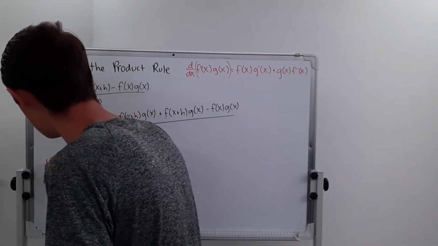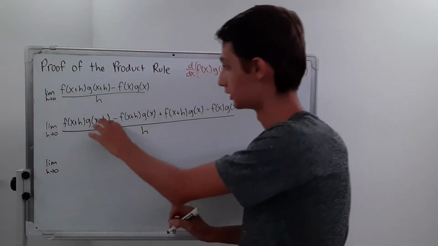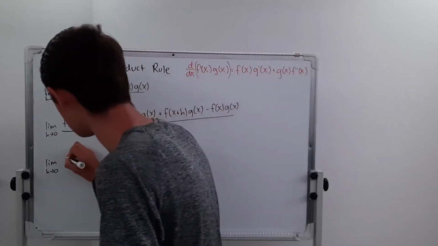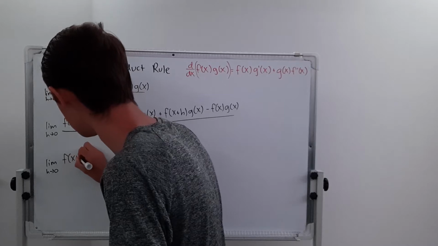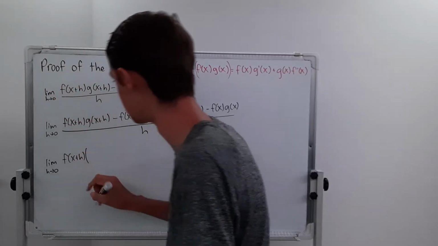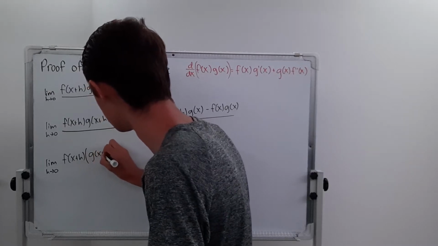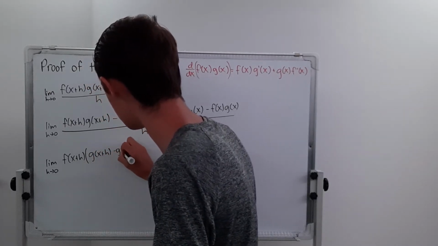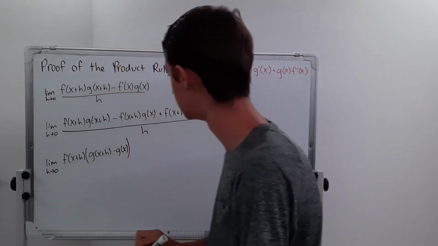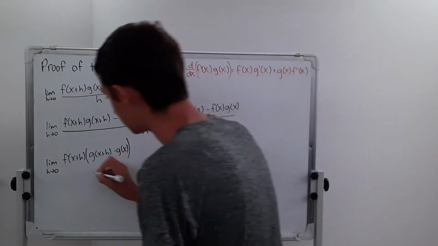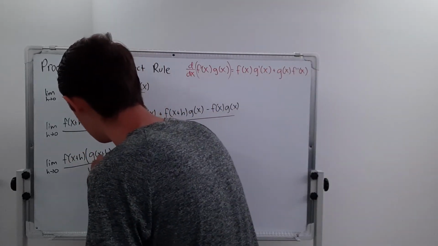Limit as h approaches 0. So from the top, we're going to take out an f of x plus h, so f of x plus h, okay, and then we're going to multiply that by g of x plus h minus g of x. And I think here, this is a good place, we can just divide this by h, right?